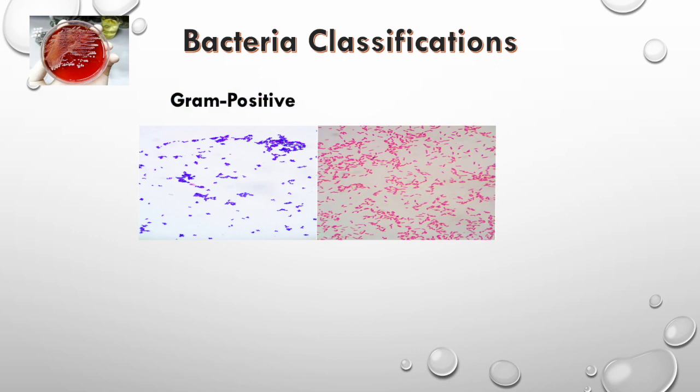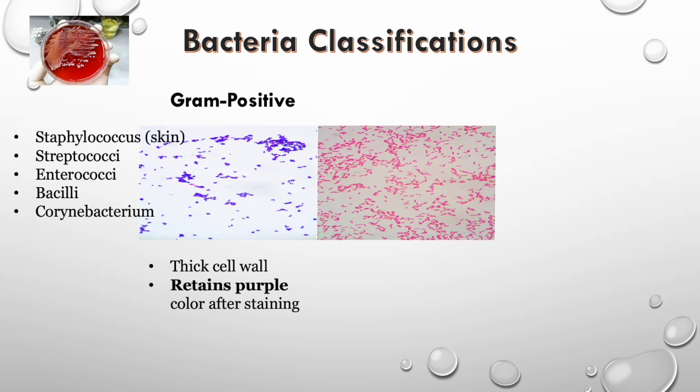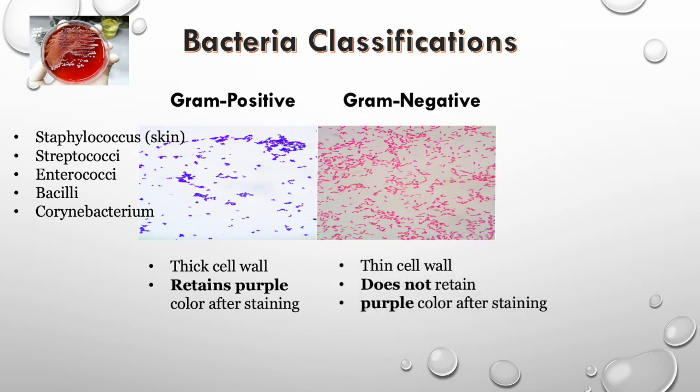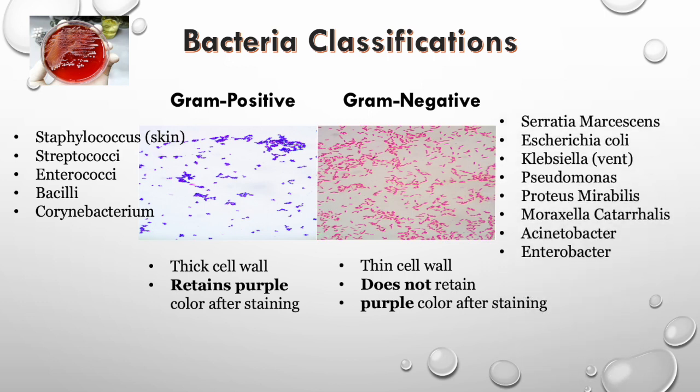The gram-positive bacteria are the ones that have the thick cell wall, and that's why they retain their purple color after gram staining. These would be Staphylococcus, Streptococci, Enterococci, Bacilli, and Corynebacterium. Then we have the gram-negative with the thin cell walls, and they do not retain the purple color after staining.